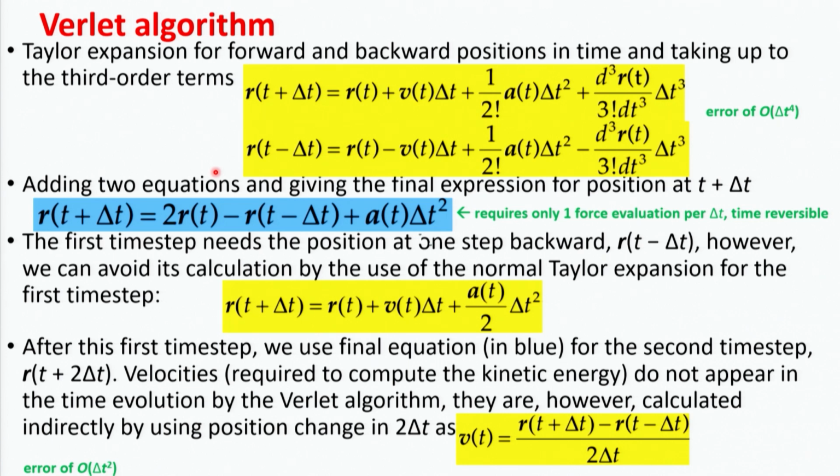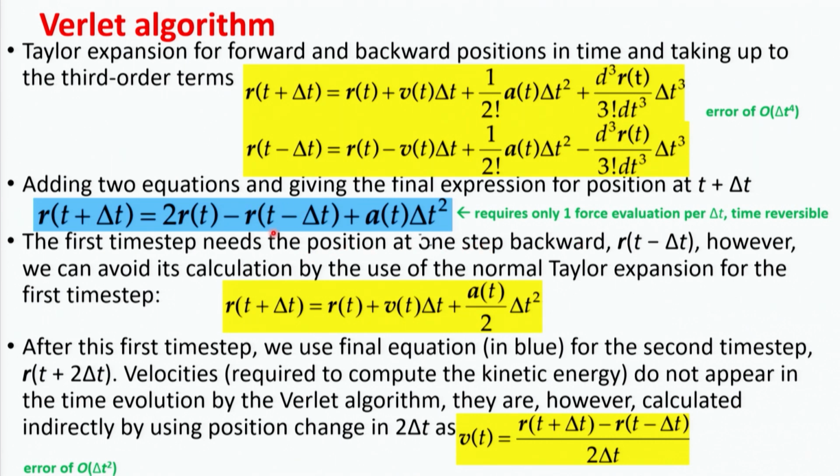So, in this case it requires only 1/4 revolution per delta t, because A is obtained from the force evaluation. So, 1/4, but in this case essentially the error will be in the range. Now, if we add it up, this delta t cubed term is cancelling out. So, the error will be in the order of delta t to the power 4. Okay. The first time step needs the position at one step backward.